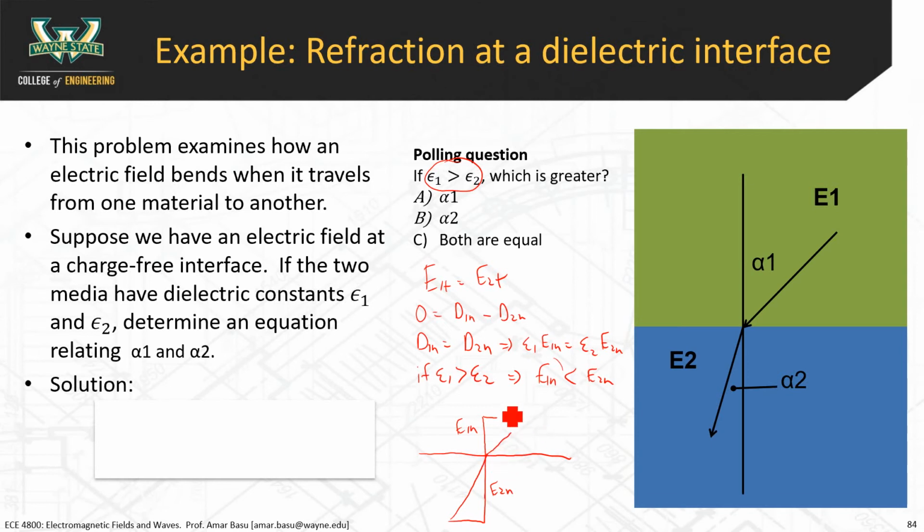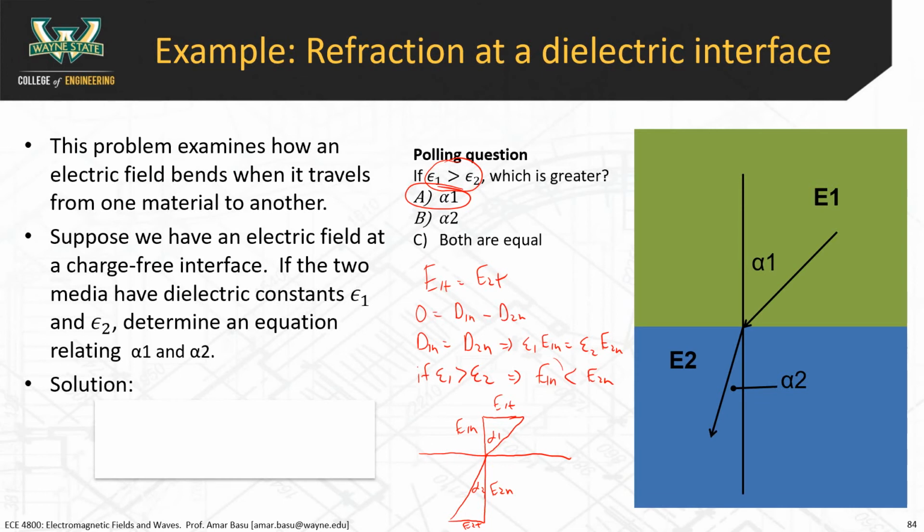Right, so this is E1t, E2t. Tangential components are the same, but the normal components are different. So think about this being alpha 1, alpha 2. In this case, you can see from this little diagram that we've drawn, an exaggerated diagram, that alpha 1 is greater than alpha 2. So the correct answer here is A.